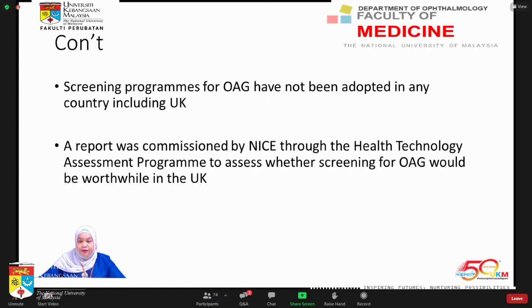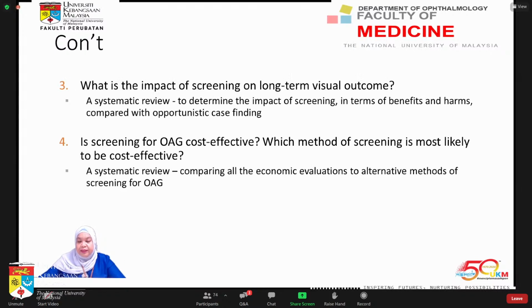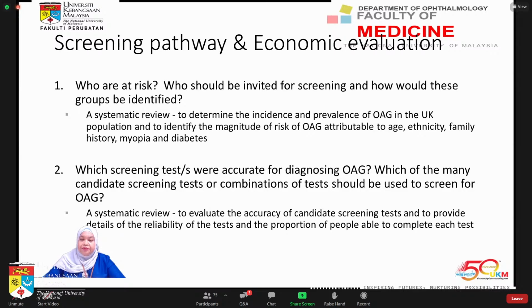So that's why most developed countries have not adopted screening for glaucoma. Okay, so as usual, a grant comes along. This grant is actually the health technology assessment program. They want to know whether screening is actually worthwhile in this country. Okay, so they have several questions at this stage. They have about 4 questions they wanted to ask. Okay, and they didn't actually go in and do a cross-sectional study or a cohort study.